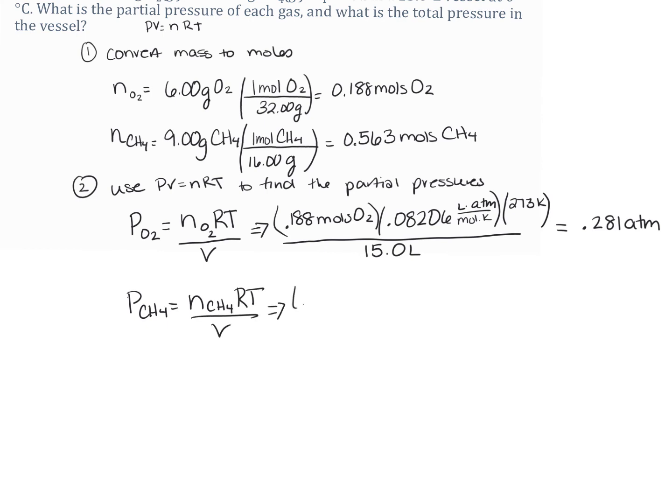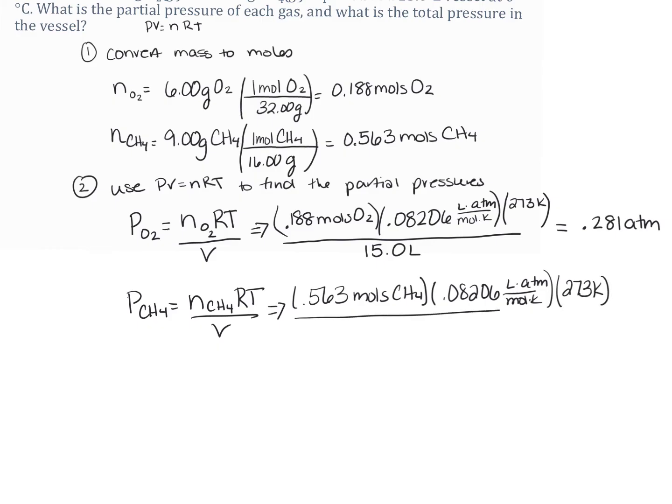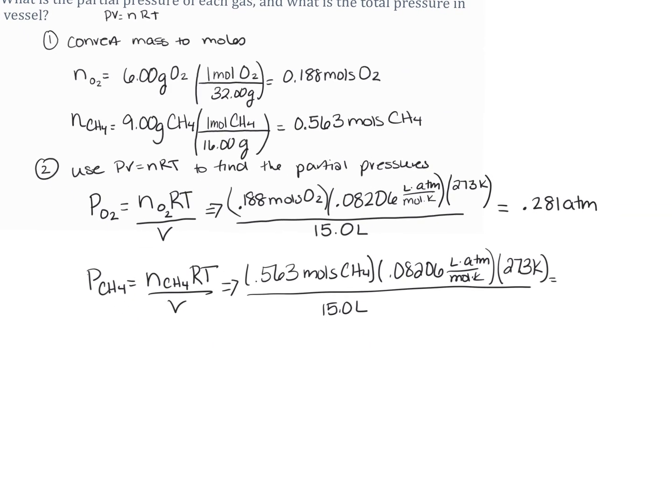We need to do the exact same thing for methane. And so we come here and we say, great, that's 0.563 moles of CH4 times 0.08206 liters times ATM over moles times Kelvin times 273 Kelvin divided by 15 liters. Right. So we go through this, we do this math, and we get 0.841 ATM.